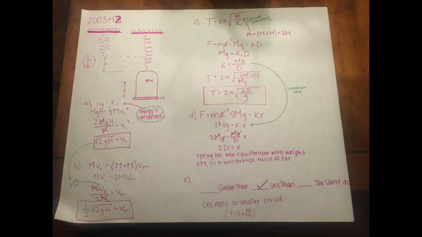Again, we manipulated the equation and we plugged in our k value, which we found in part C, and we ultimately got 2d is equal to x, which would be the distance that the spring is stretched after the pan reaches its maximum amount of stretch.